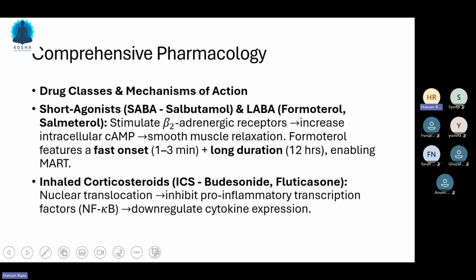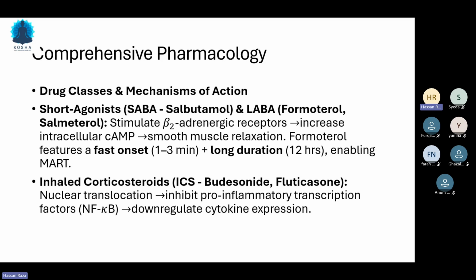Before going to the treatment, I will tell you something about the pharmacology, and then we will go to the treatment chart, how to treat asthma according to the GINA guidelines. And I will use these words, SABA, LABA. Now, what is SABA? SABA is short-acting beta-2 agonist, and what is this?